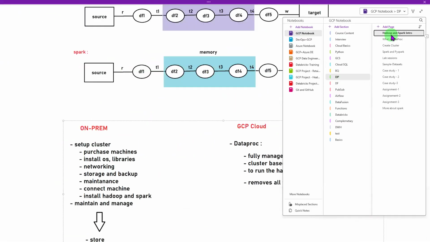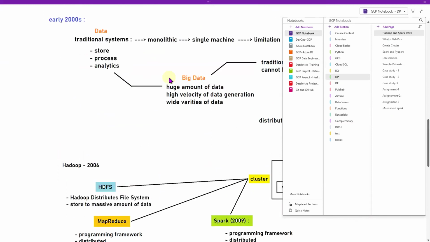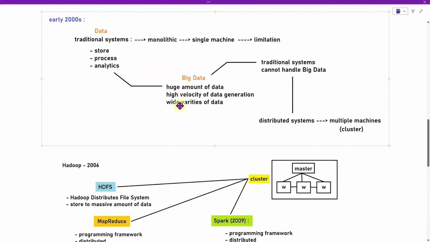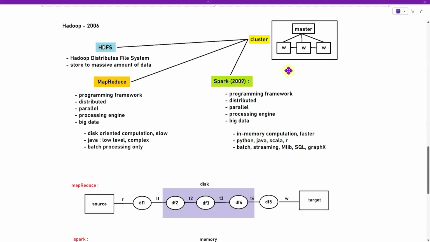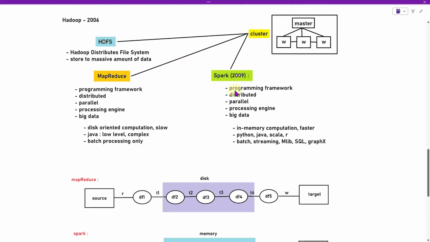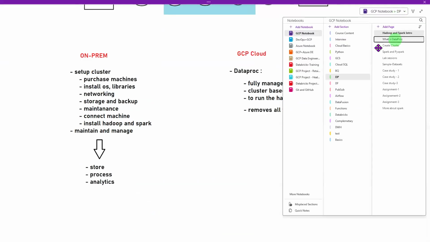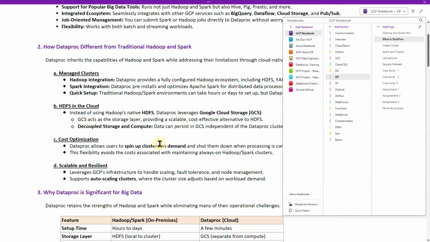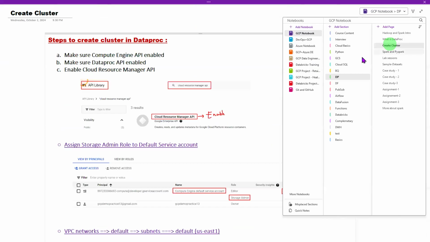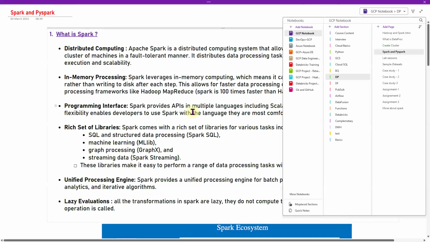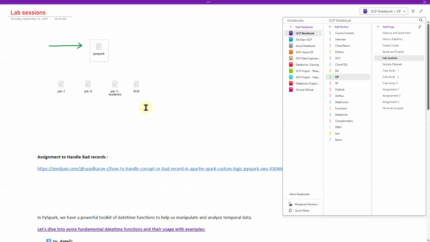Dataproc: what is Hadoop, what is Spark, what is the traditional system, and what are distributed systems, what is HDFS, MapReduce, and Spark, and what is Dataproc. And you see Dataproc and create a cluster also. While creating the cluster, what are the challenges that you see, and what is Spark and PySpark, and lab sessions. PySpark lab sessions, you are going to learn everything about PySpark in these sessions.